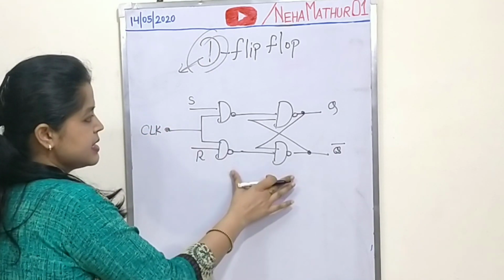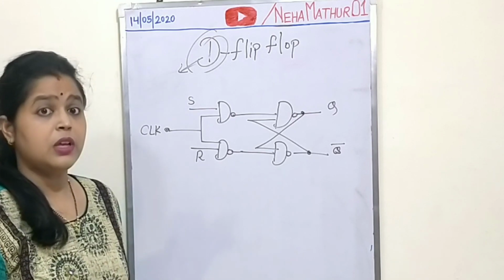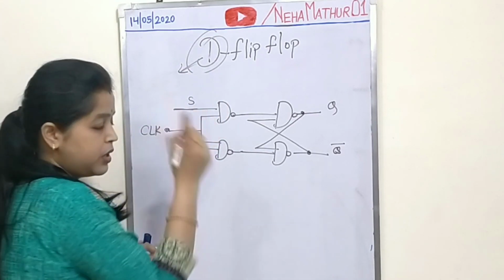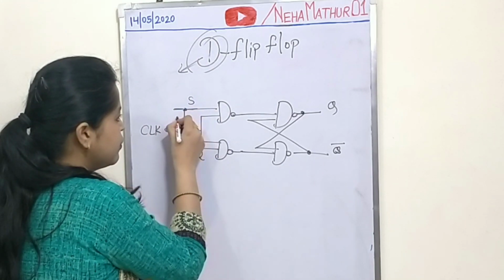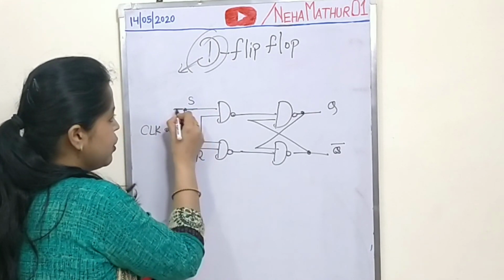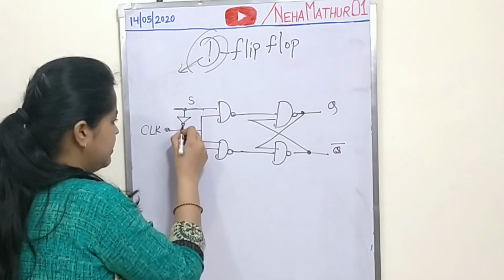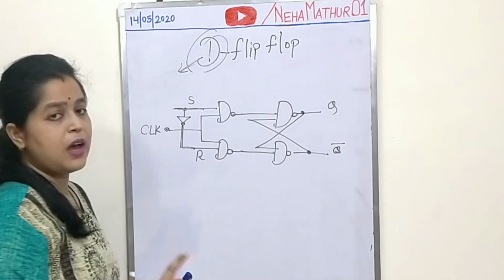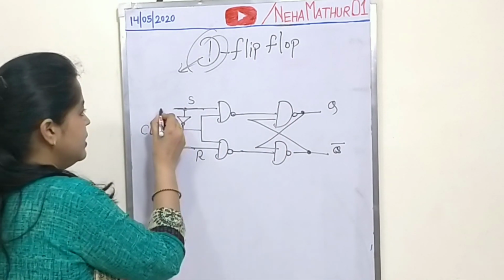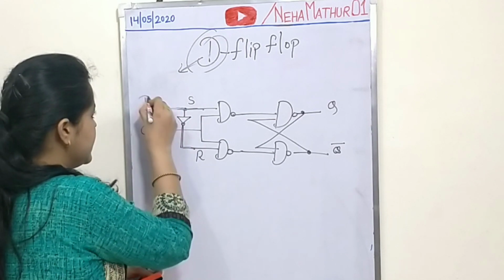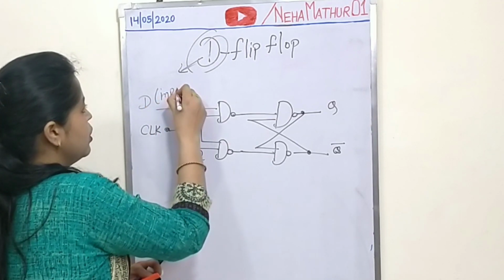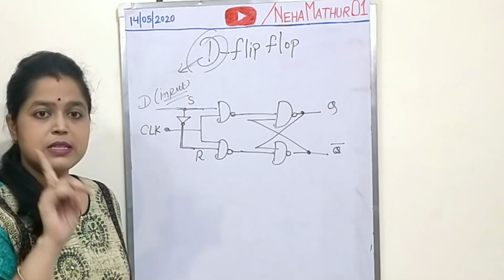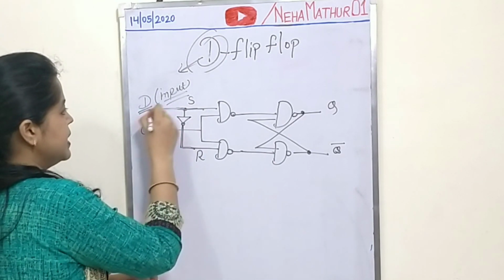Now this clocked SR circuit is converted into D flip-flop by a small modification, and the modification is you will have to connect one inverter between your S and R. That means now this circuit will have only a single input, and that input is represented by D. So for your D flip-flop, you will have only a single input represented by D.